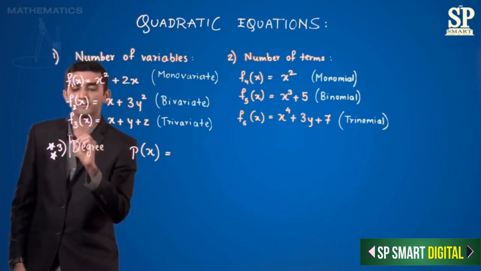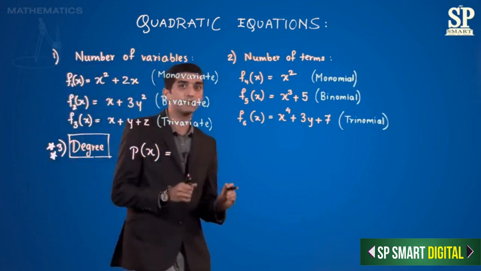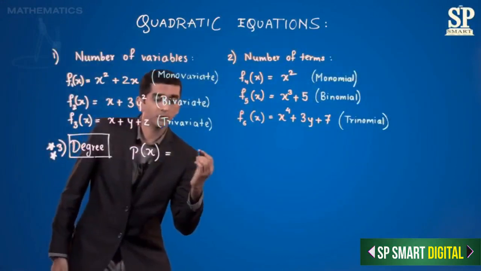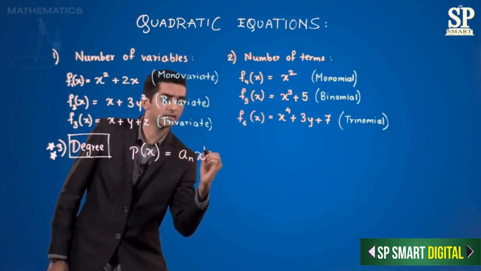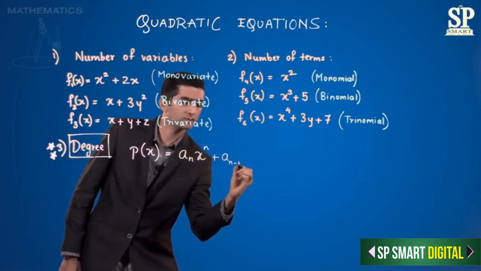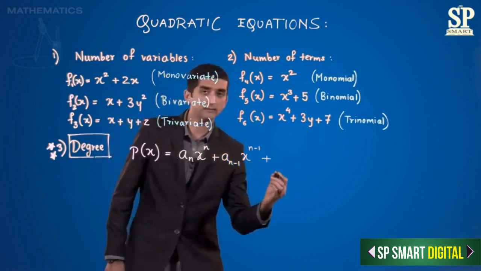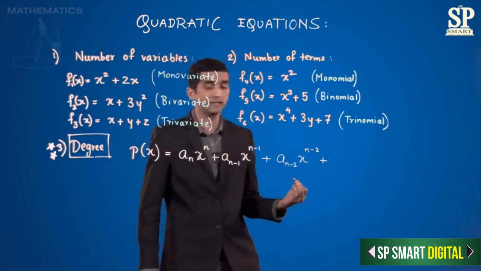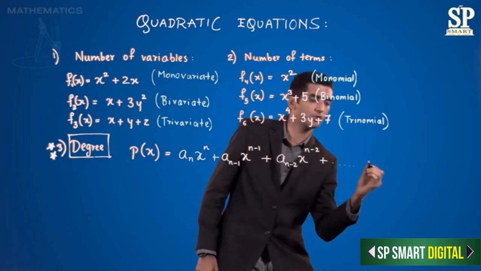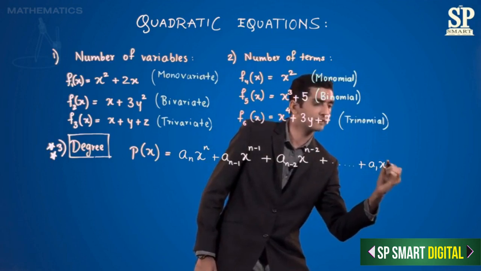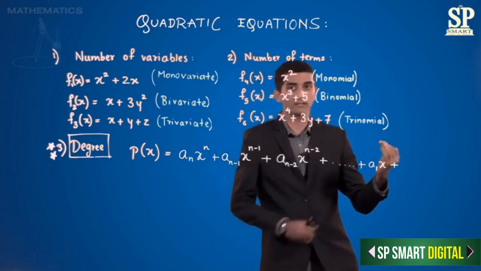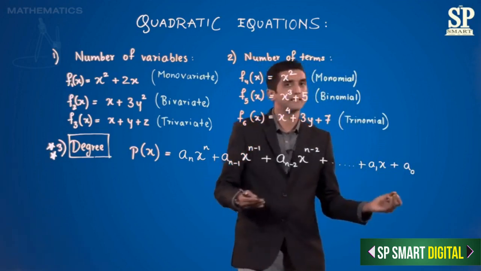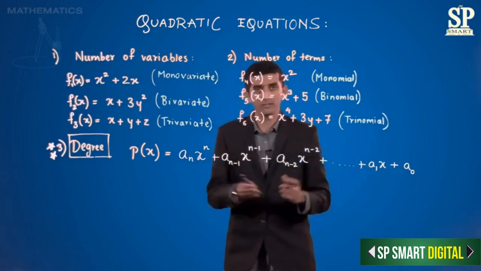Now to understand what this term degree is, let's take a general polynomial, and that we will write as such: p(x) is equal to a_n x raised to n plus a_(n-1) x raised to n minus 1 plus a_(n-2) x raised to n minus 2 plus a_(n-3) x raised to n minus 3 and so on, a_1 x raised to 1, so we can just write that as x because anything raised to 1 is the same number, plus a_0 x raised to 0, and x raised to 0 is nothing but 1. So this is a general polynomial, the most general polynomial.